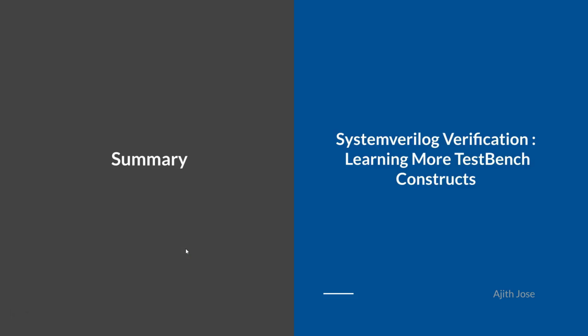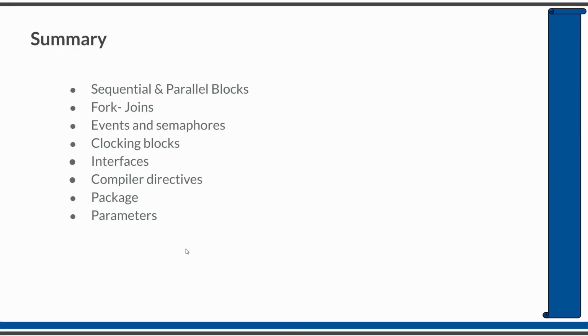Hello and welcome to the very last session of this course, Systemverilog Verification, Learning More Test Bench Constructs. In this course, you have learned about sequential and parallel blocks, and different types of fork joins. Next we learned about semaphores, events and mailboxes. Also, you have learned about clocking blocks, interfaces, modports, and how to use a clocking block within interfaces. Then you went through compiler directives and saw some examples of useful compiler directives. And finally, you have learned about packages and parameters.